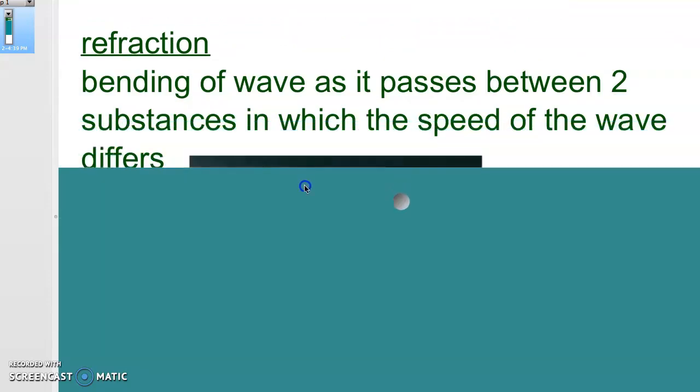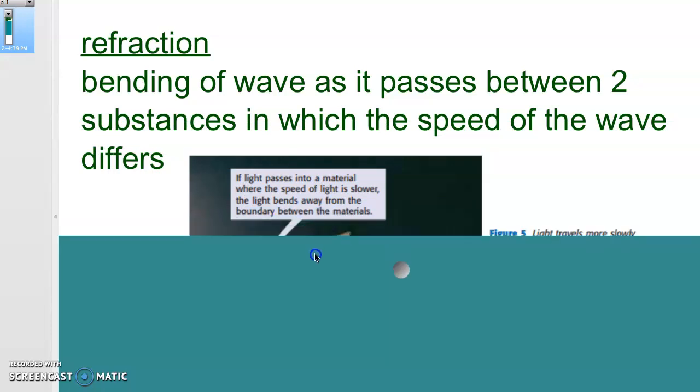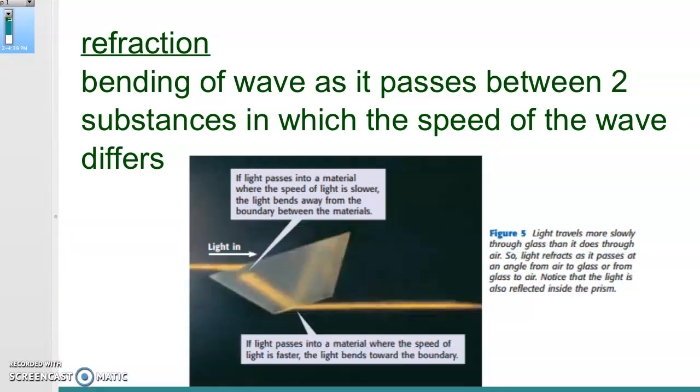So when a wave bends as it passes between those two substances, we mentioned this the other day, the speed of the wave is going to change. That can happen, like in the example I gave the other day, when it moves from air to water, right? That's a huge speed difference of the wave, so it's going to be manipulated.